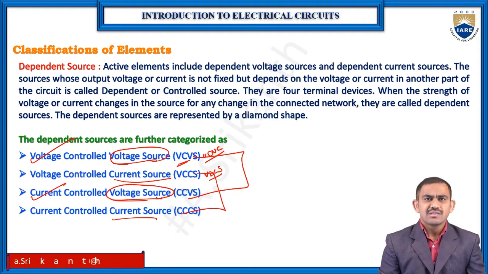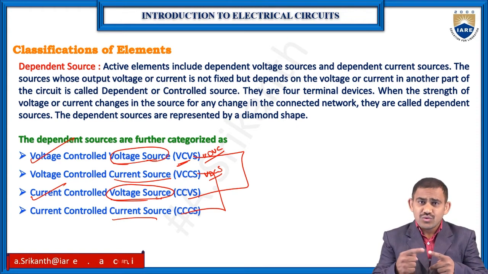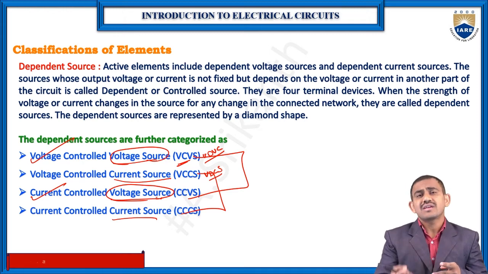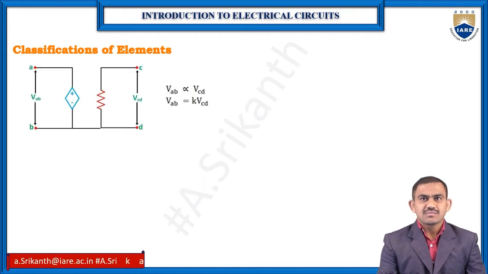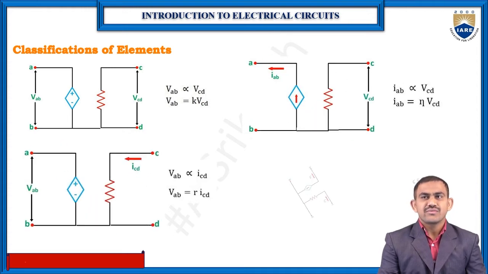That's it, simple. We have only 2 sources, and those 2 sources are divided into 4. That means we have voltage and current sources. This voltage source depending upon the voltage and current, and this current source depending upon voltage and current. That's it. We have 4 dependent sources. So here we have the first one and second one, third one and fourth one.